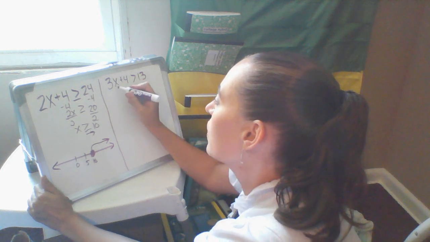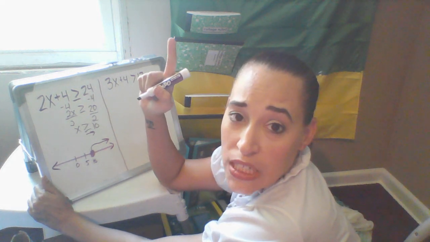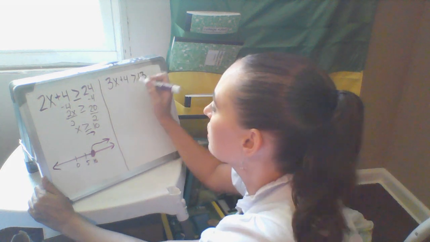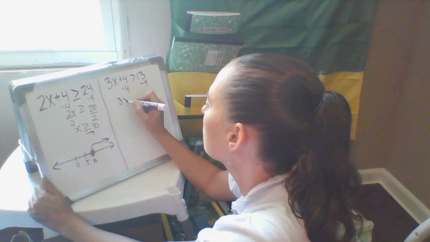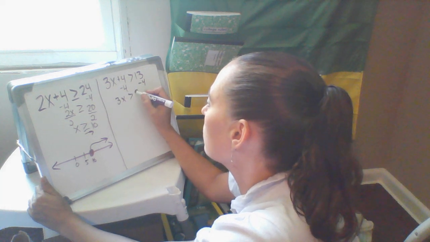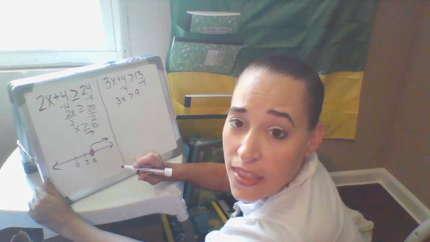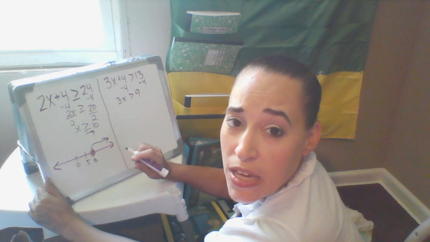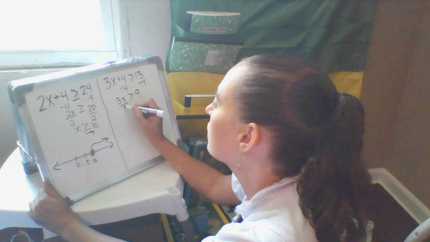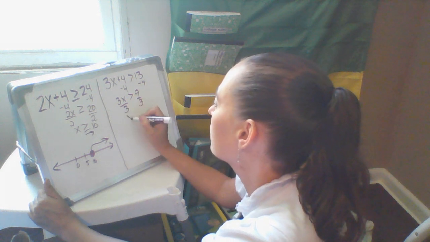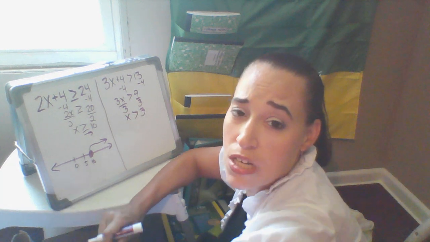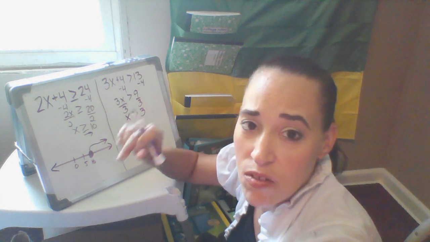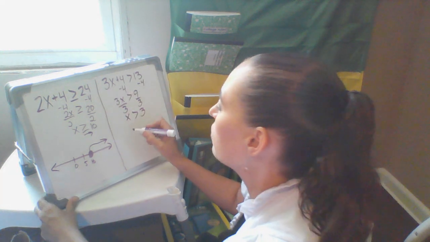Again, the first thing we do, step 1, is get rid of your constant. So 3x is greater than 9. Then we have to isolate our variable. We do that by dividing by 3. So x is greater than 3. It's not a greater than or equal sign, so that means we're just going to have an empty circle when we graph.